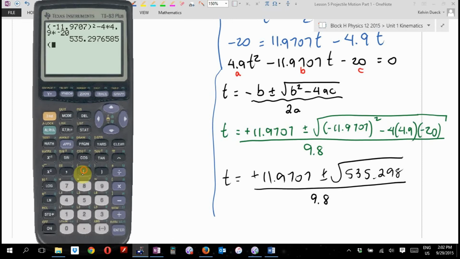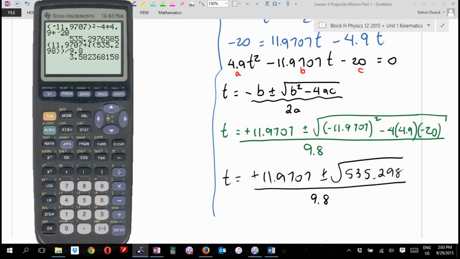One answer is going to be bracket 11.9707 plus the square root of 535.298. Mr. Dueck, why don't you just use your answer button? Well, the problem is if I put my answer button there and then I backspace and reuse it, there's going to be a new answer inside the answer button and it gives me the wrong answer for the second one. You guys wanted to do it this way. Okay. Close off the square root, close off the top, divided by 9.8. Those of you that have solvers, did you get 3.58?